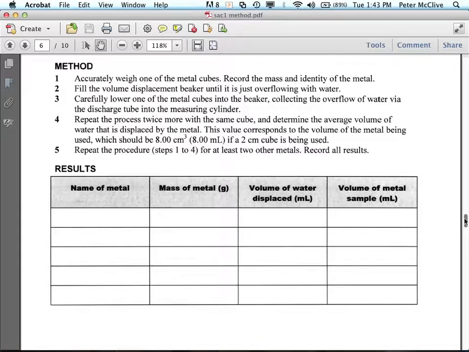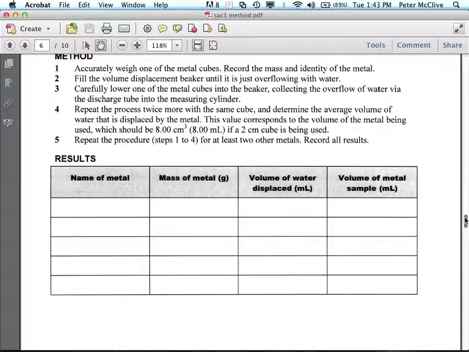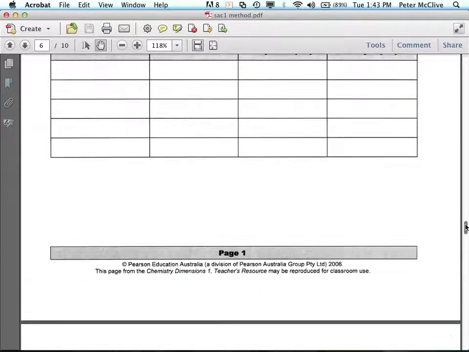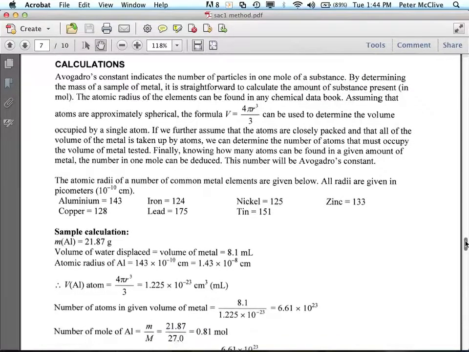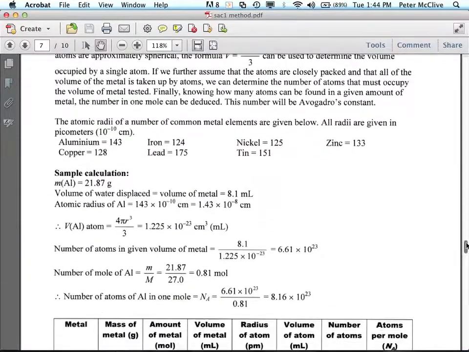All right, so you're going to work through this. This is now when you weighed and worked out the volume of the metal cube to work out Avogadro's number. Well, for my class, we've only recorded one metal. So it depends on your teacher what they've asked for. Anyway, there's a whole lot of information here, which hopefully you can work through, and there's a sample calculation which you should try to understand.